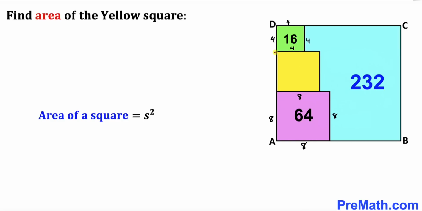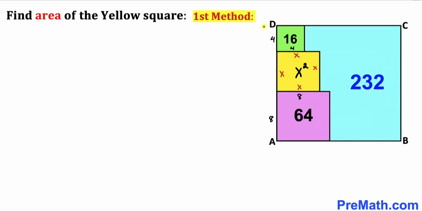And now let's assume that the side length of this yellow square is x, since all these sides are equal. So all these side lengths are going to be x across the board. So therefore the area of this yellow square is going to become x squared. So I can write x squared, the area of this yellow square. And now our task is to find the value of x.